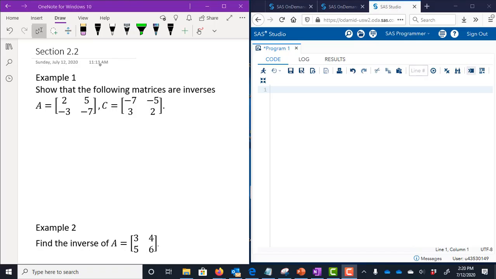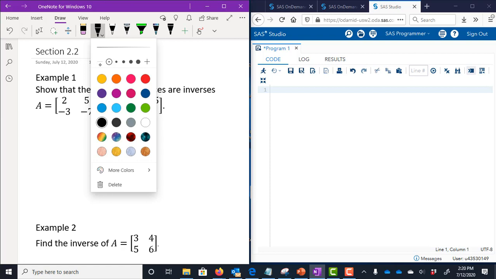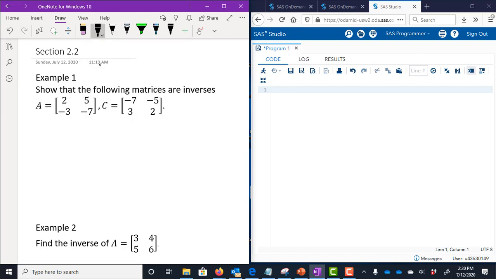In this video, we are going to go over the examples from section 2.2 in linear algebra. And for example number 1, we want to show that these matrices are inverses. The way to do that is, if they are inverses, the original matrix times its inverse is supposed to be equal to the identity matrix.